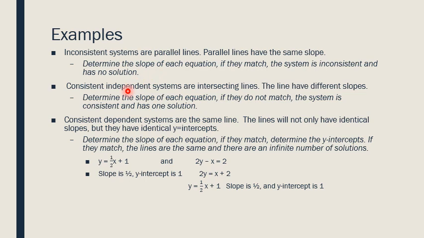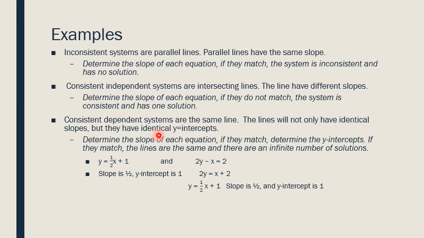Consistent independent systems are intersecting lines. The lines have to have different slopes. If they do have different slopes, they will always intersect at some point. So again, determine the slope of each equation. If they don't match, the system is consistent and has one solution.